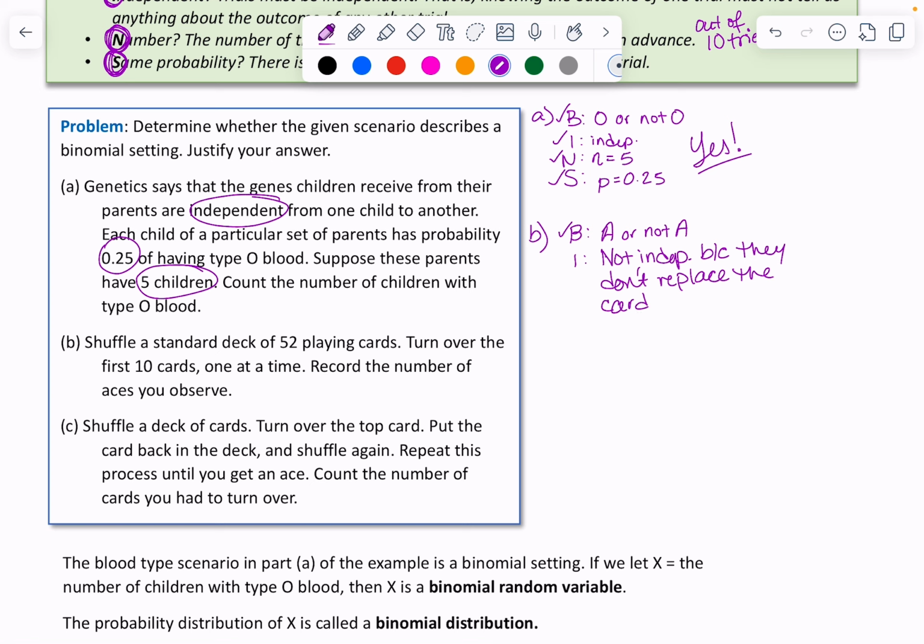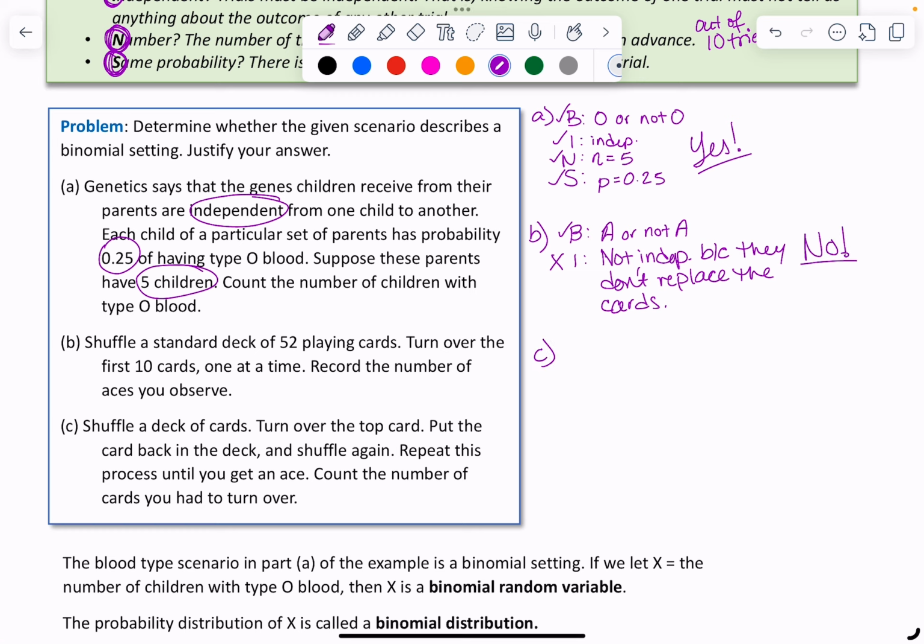Now, if they had, for example, picked a card and then put it back in the deck, so now you're still starting out with 52 cards, then that would be independent. But they didn't do that. They took them out. So, whoops, I did not mean to put a check mark. So it's bad. I don't even need to do the N and the S. I already know my answer is no.